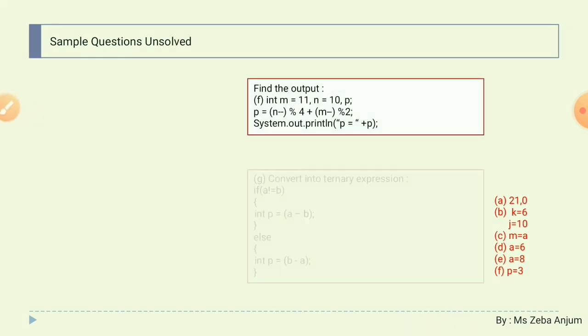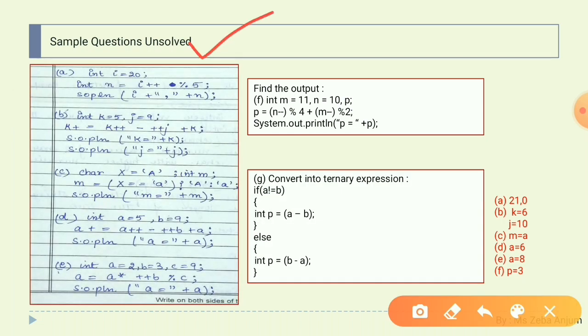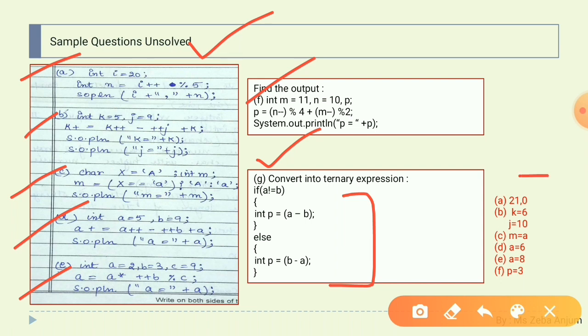Now moving forward, again some unsolved questions are there. See, for these parts A, B, C, D, E and this one F, you have to find out the outputs, and for the G portion you have to convert this overall expression into a ternary expression like we have done in sample question number 1. So please try these questions on your own, and these are the outputs for the A, B, C, D, E, F portion.